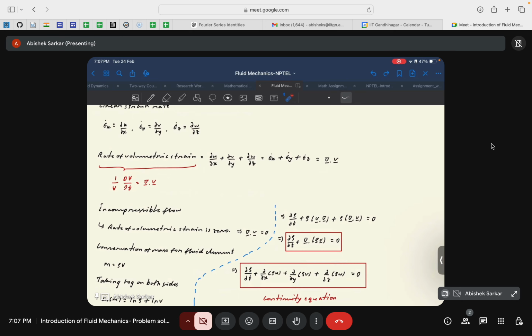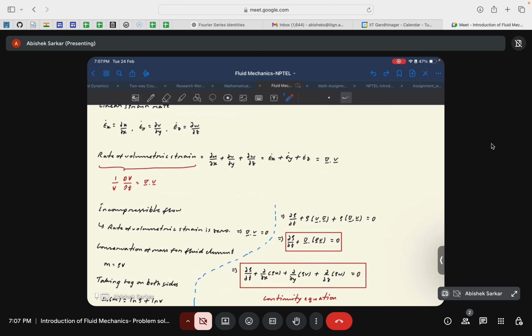If someone has studied solid mechanics or strength of materials, you will know how to find the total volumetric strain across a cubical block of metal, or cubical bar. So similar understanding. So we have the rate of volumetric strain per unit volume as dou u by dou x plus dou v by dou y plus dou w by dou z, or epsilon x dot plus epsilon y dot plus epsilon z dot.